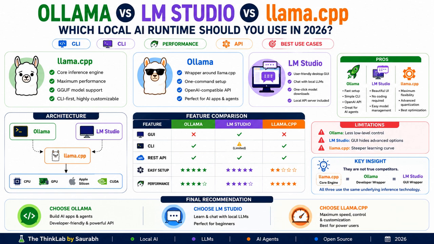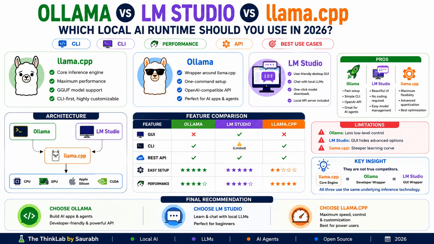The biggest advantage of llama.cpp is performance. It gives you maximum control: you can fine-tune your memory usage, you can also optimize your GPU layers, and you can experiment with advanced settings, right? But there is one downside. It has a steeper learning curve, and it is mainly designed for advanced users.